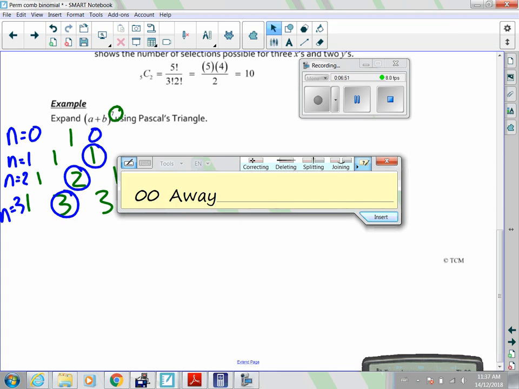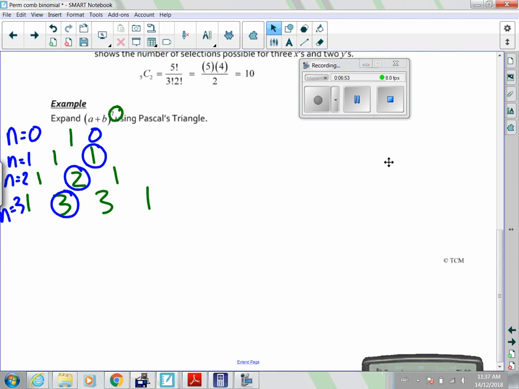Or ooh away. That's fun too. Okay. So the second number always shows the n value.